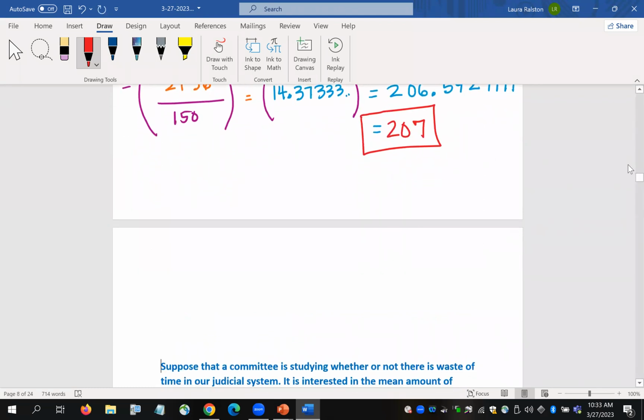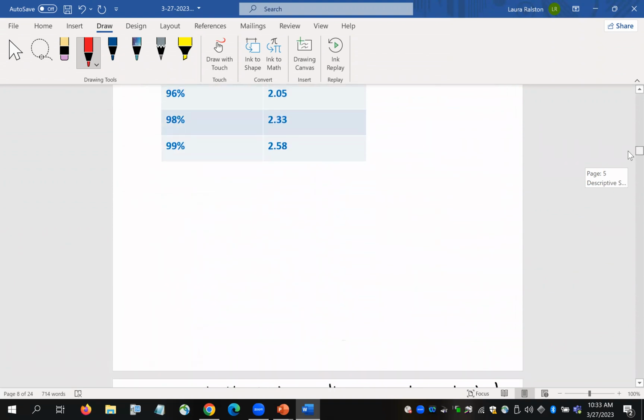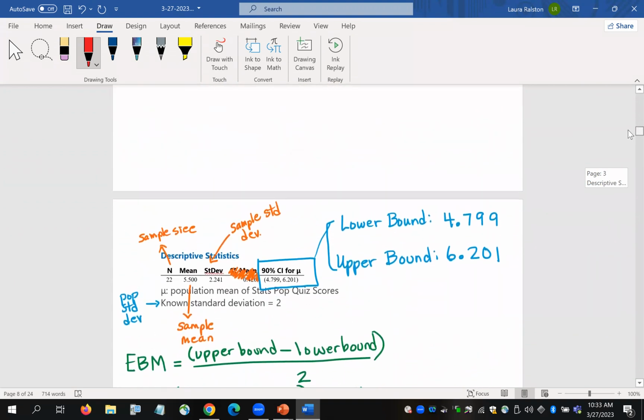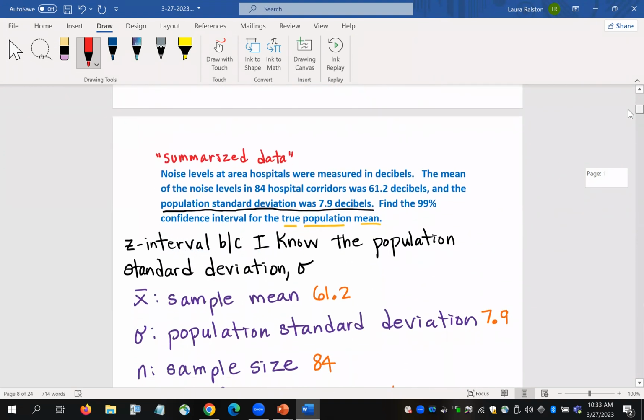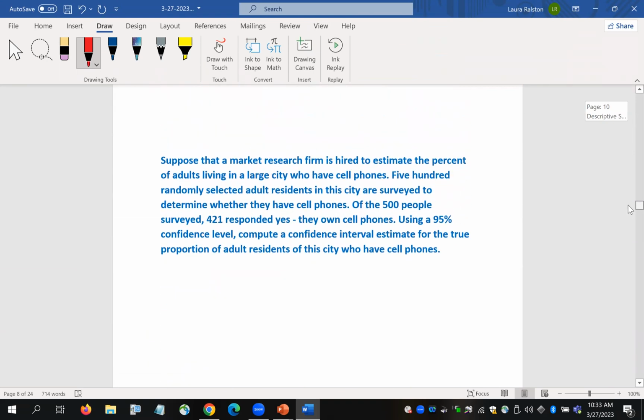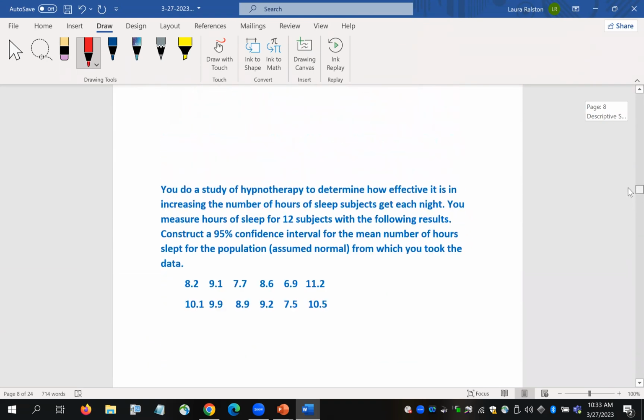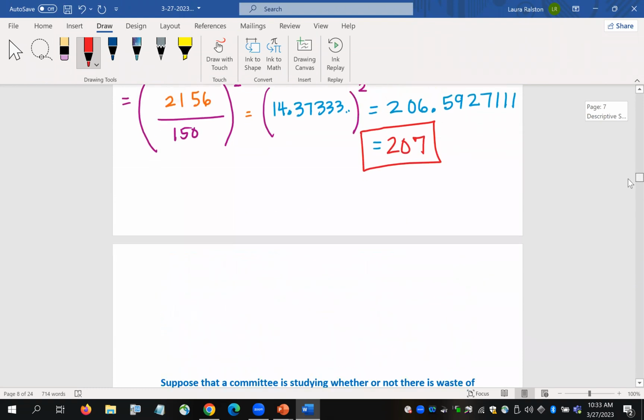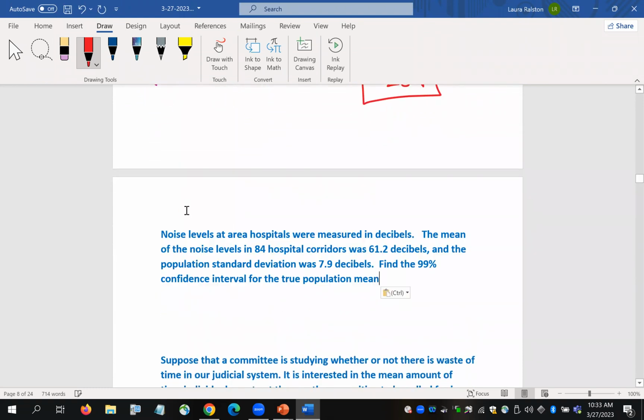Okay. So let me see. Let's go back and maybe I can pick up one of these. Okay, I'm going to use this noise level problem. Let me put it in the right spot. Okay, let me rewrite it just a minute.